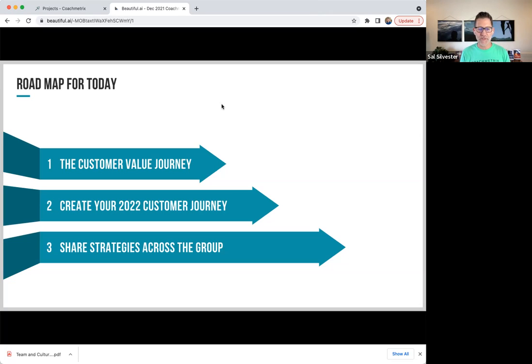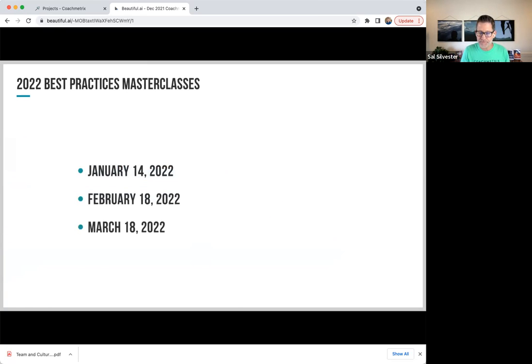Part of what we're trying to do with these masterclasses and with Coachmetrix as a whole is to create a community of coaches so people get to know each other. We have this framework and this platform to coach leaders. Why not do that in different ways together, partner with each other, get to know each other and build our businesses and make a bigger impact on this world together.